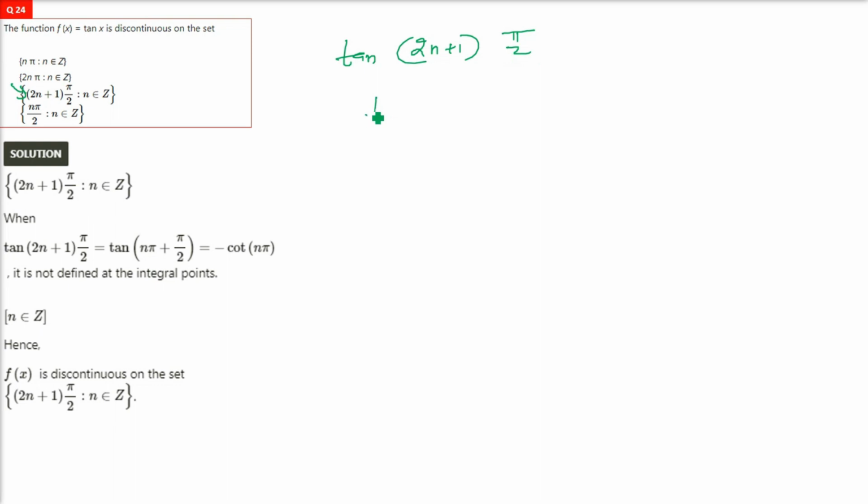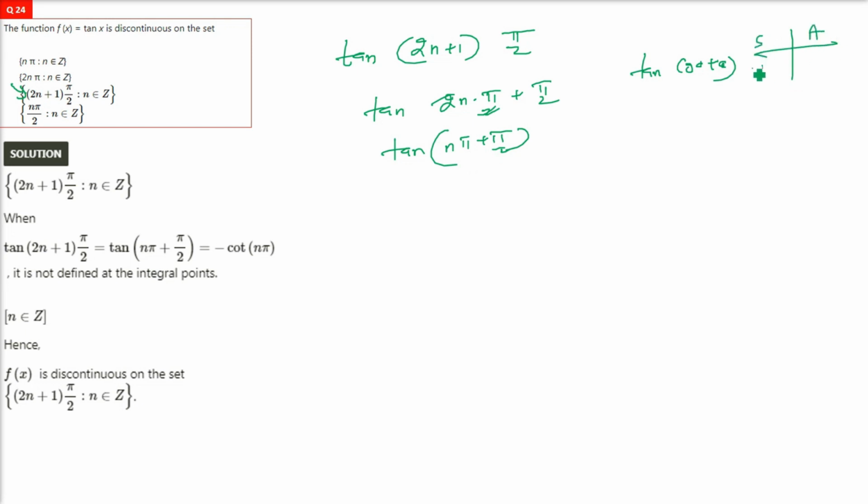So tan of (2n plus 1) pi by 2, if we take the third option, what do you get? Tan of 2n into pi by 2 plus pi by 2. This gets cancelled. You get pi by 2 plus n pi. So tan 90 plus theta is negative cot theta. If you see here, the pi by 2 plus theta is only positive for sine, so it will be a negative. And always with 90 plus theta or 90 minus theta, tan will change to cot, sine will change to cos, like that. So it will be cot n pi and negative of this.